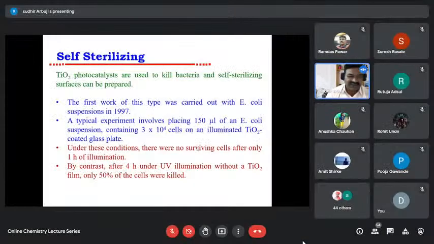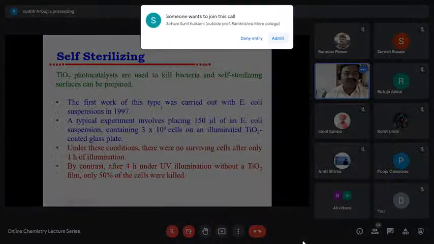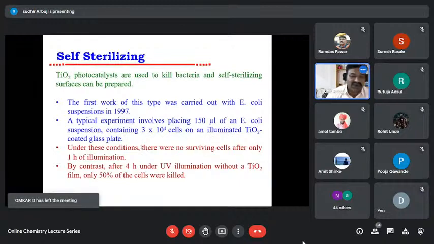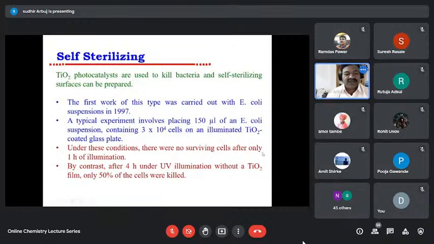Another is the self-sterilizing effect. TiO2 photocatalysts are used to kill bacteria, and a self-sterilizing surface can be prepared. The first report was in 1997 with E. coli, a bacterial suspension. They performed one typical experiment involving placing 150 microliters of E. coli suspension containing 3 x 10^4 cells on an illuminated TiO2 coated glass plate. Under this condition, there was no survival of cells within 1 hour. Within 1 hour all these cells were killed, meaning deactivated. What is happening in this case?